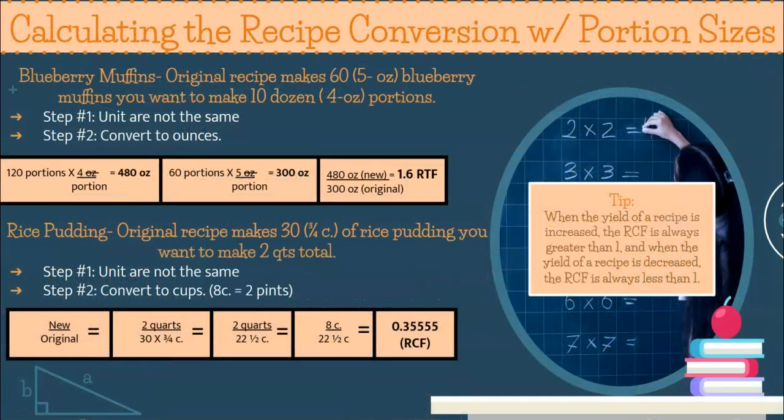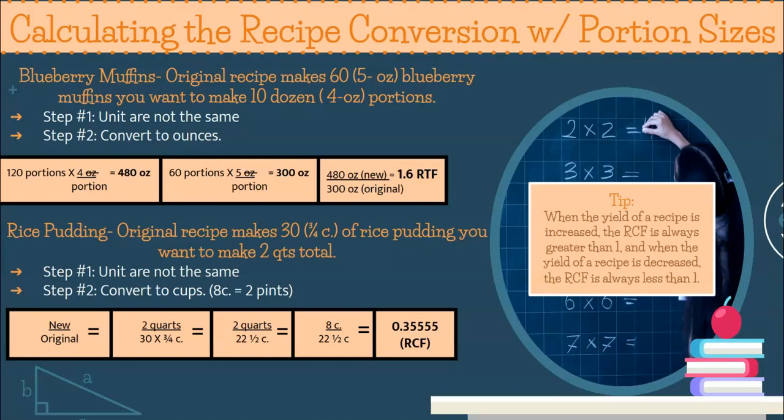All right, and then here's how you're going to do it when there's a change in portion size. So for the first part, blueberry muffins, the original recipe makes 6 5-ounce blueberry muffins, but you want to make 10 dozen 4-ounce portions. All right, so step number 1, units are not the same. You need to convert to ounces.